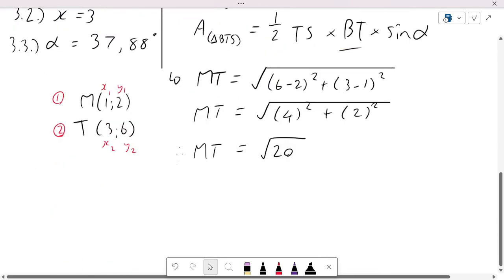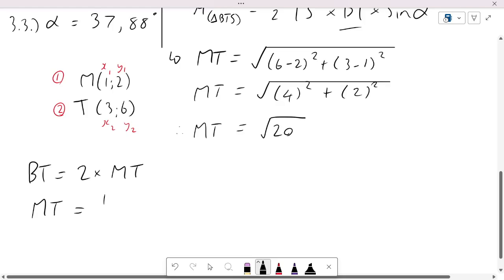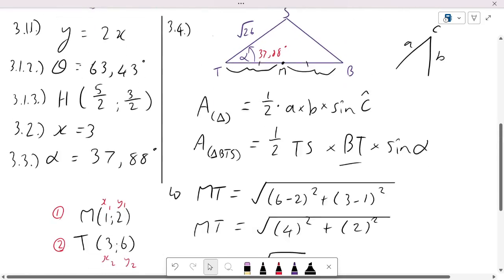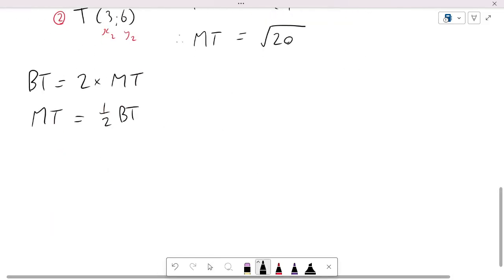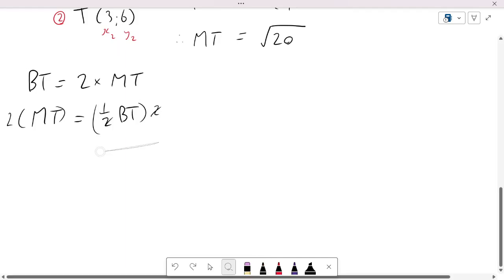Remember what I said over here? BT is equal to 2 times MT, and this is the reason why. BT is 2 times bigger than MT. That's what we're trying to say basically. MT is half, or you could even write it like this: MT is equal to half of BT. Both of them make sense. And obviously you have to multiply both sides by 2 such that these cancel out, and then you'll be left exactly with what was here. So let's stick with that one.